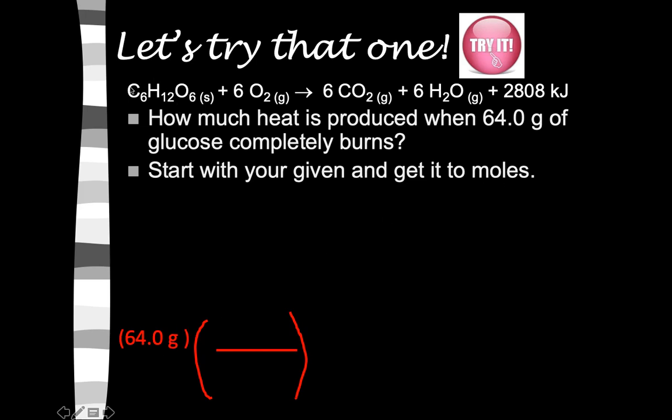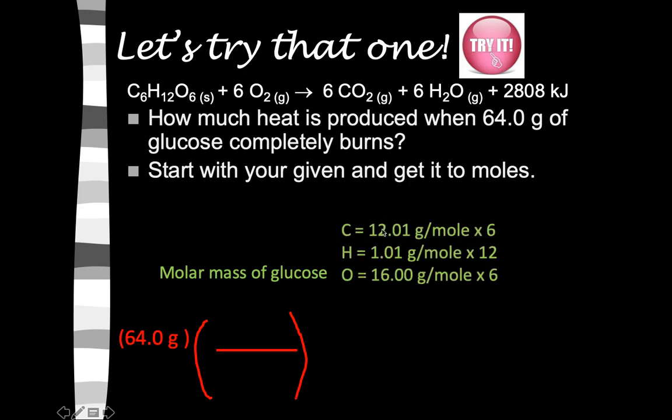Oh man, I need the molar mass of that big whole chemical. The molar mass of glucose: look up the individual molar masses, times carbon by 6, times hydrogen by 12, times oxygen by 6. So carbon is 12.01, but there's 6 of them. Hydrogen is 1.01, but there's 12 of them. Oxygen is 16.00, but there's 6 of them. Multiply, add it all together, 180.18 grams per mole for glucose.